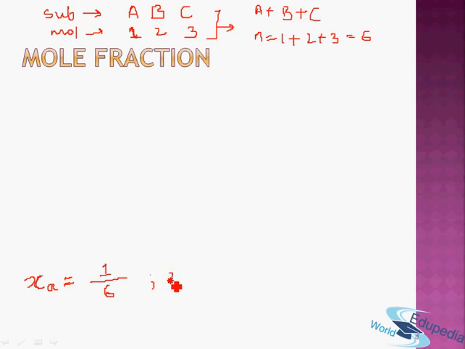Similarly, for B, XB is equal to 2 divided by 6. That is the ratio of 2 and 6, which will come out to be 1 by 3. Okay, and XC is equal to 3 by 6. That is 1 by 2. So this is the mole fraction of A in the solution. This is of B and this is of C. Okay, so this is how mole fraction is calculated.